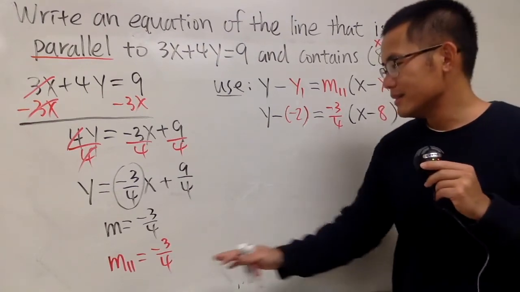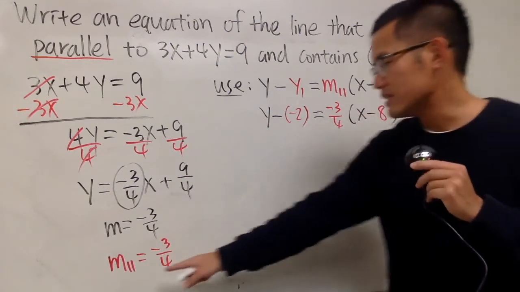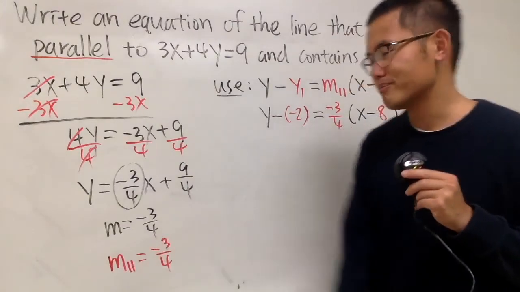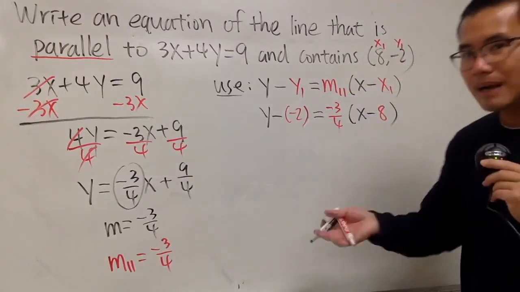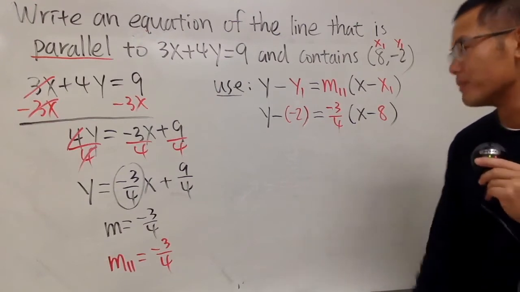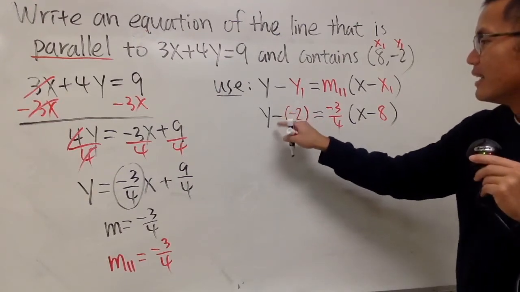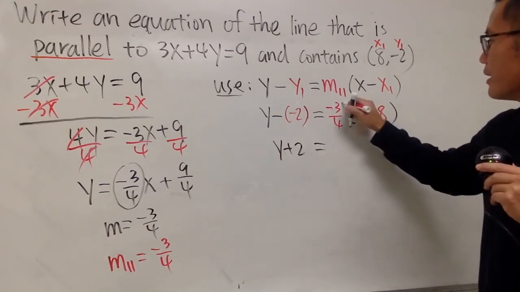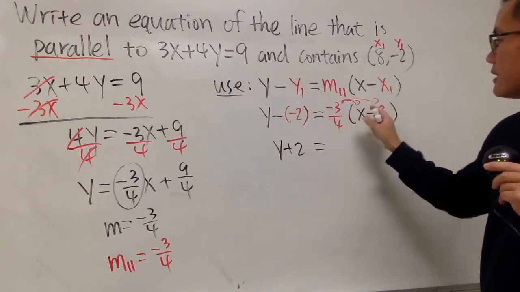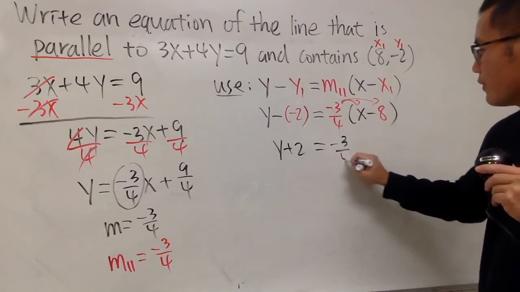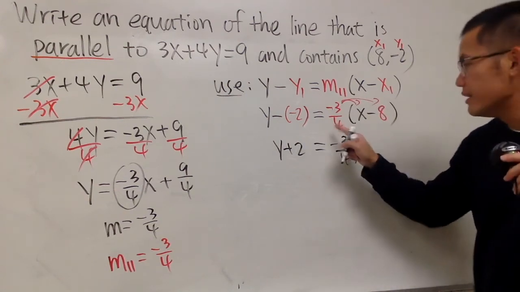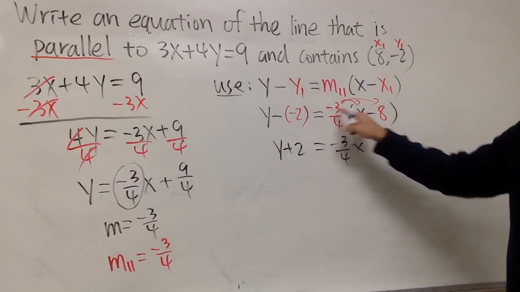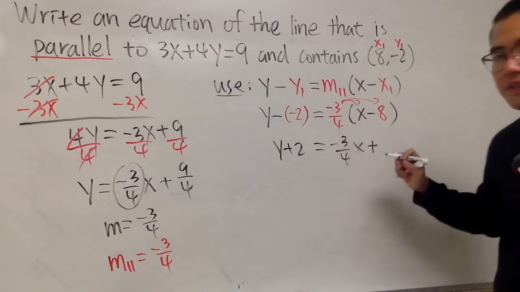And again, this is the notation for the parallel slope. It's not the M11, no. All right, so this is pretty much it, but we want to end up with the slope-intercept form. So go ahead and finish that. Negative times negative is positive, so y plus 2 is equal to... Distribute this in, this times x is negative 3 over 4x. And this times negative 8, we know negative times negative will be positive.